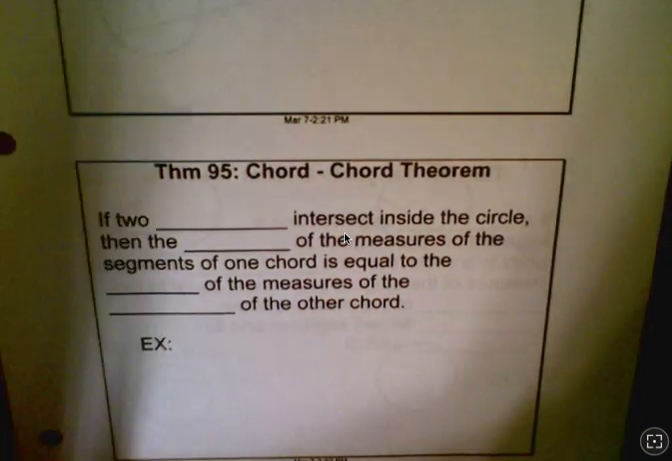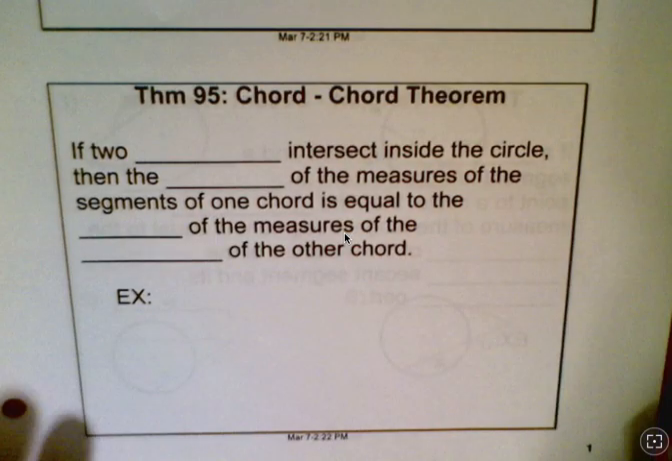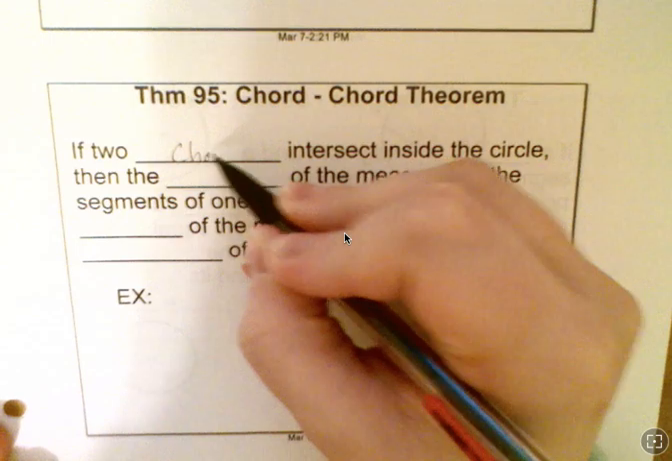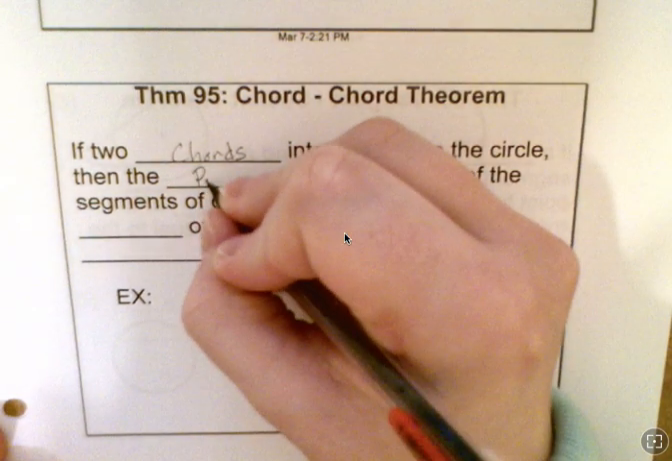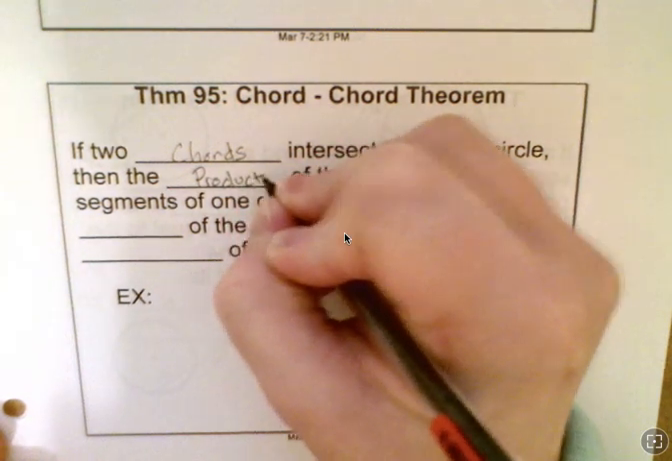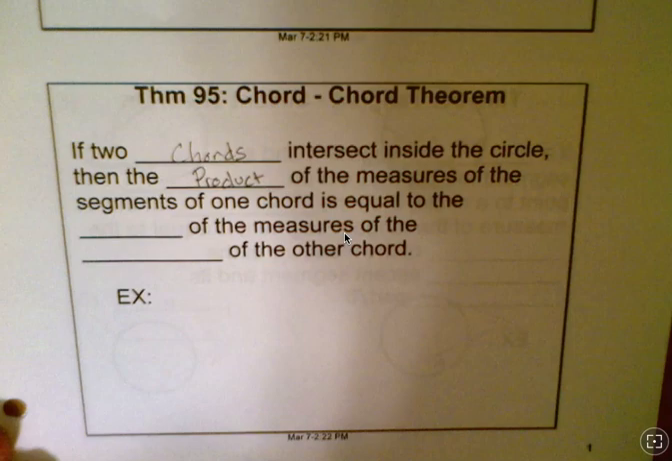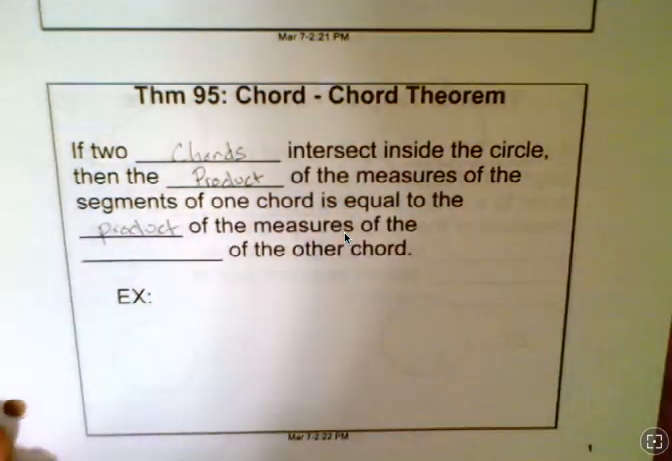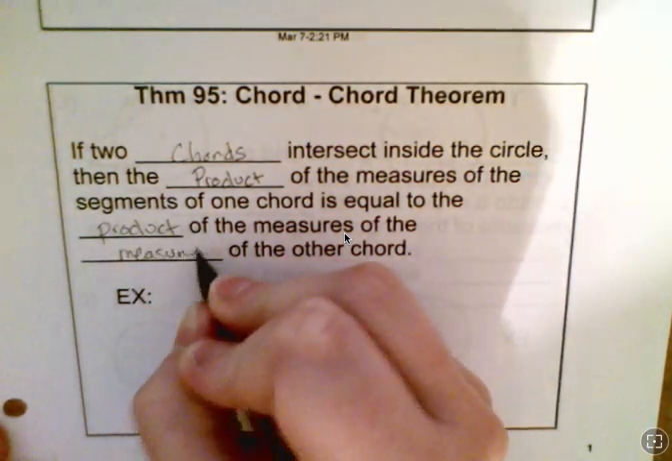So the chord-chord theorem says that if two chords intersect inside the circle, then the product of the measures of the segments of one chord is equal to the product of the measures of the other chord.